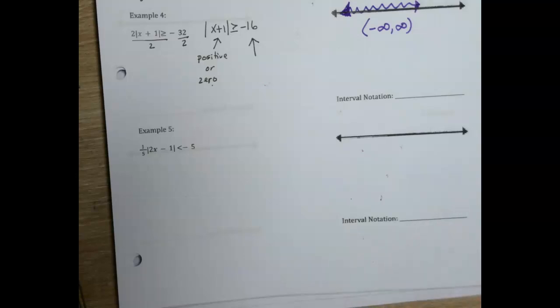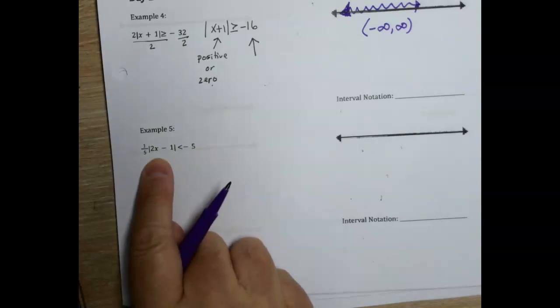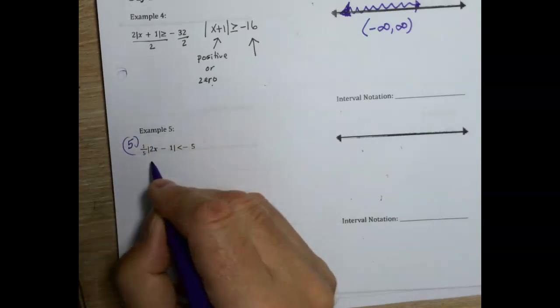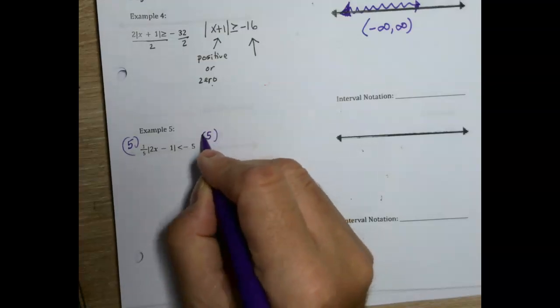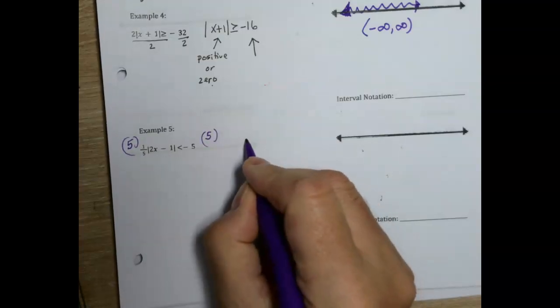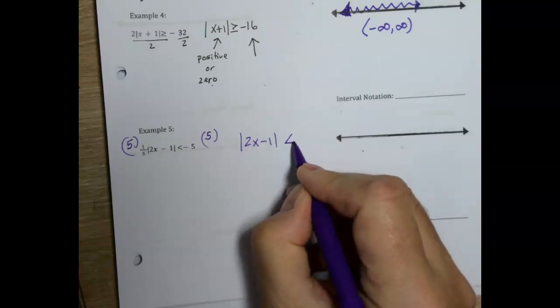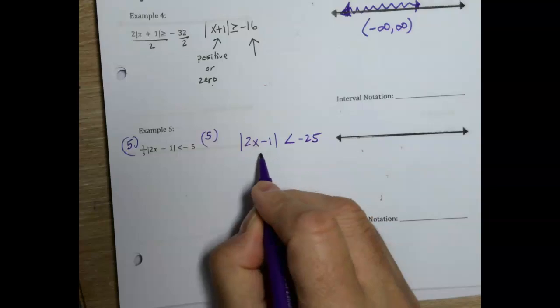Okay? Now example 5. Again, we're going to get this side isolated, so we're going to multiply both sides by 10. Dividing by a fraction is the same thing as multiplying both sides by the reciprocal. So that gives me this right here. Let's see, the absolute value of 2x minus 1 is less than negative 25.